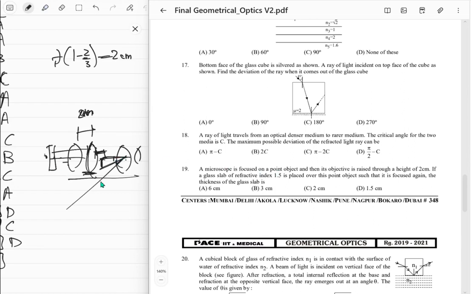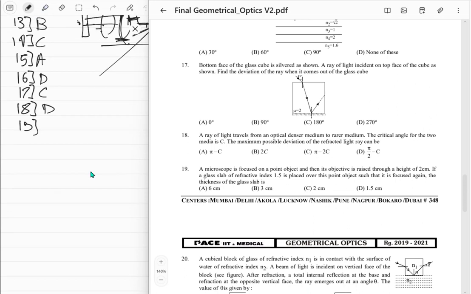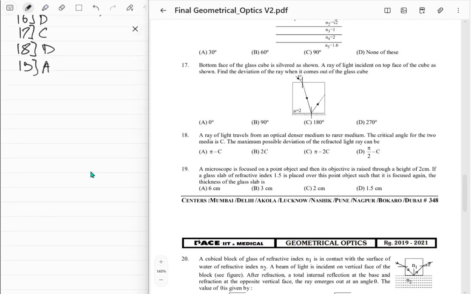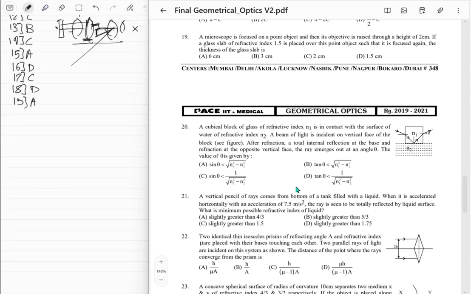Does it move with the object in real life? I don't think so. Your tube length decreases, and that's what changes the magnification. Whatever, this is the thing. So it tells us the thickness must have been 6 centimeters. So A. I think it's very incorrect to do this, but whatever. Question 20.